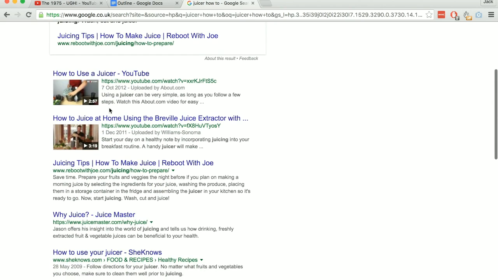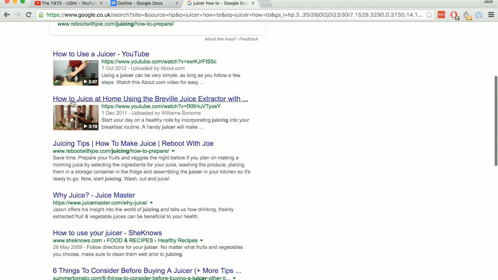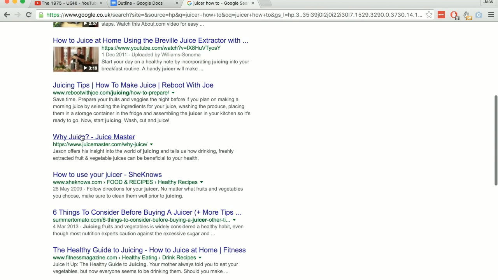So if we come down here, we've got keywords that are being targeted like how to use a juicer or how to juice at home. We also have people, this site here is saying why juice, and that might be a really great keyword that we could expand upon. We could look into the reasons behind juicing, the benefits of them, and drive people from those articles through to purchasing. So if you can educate someone on the benefits of juicing, it's going to be far easier to sell them on a blender or a juice extractor.